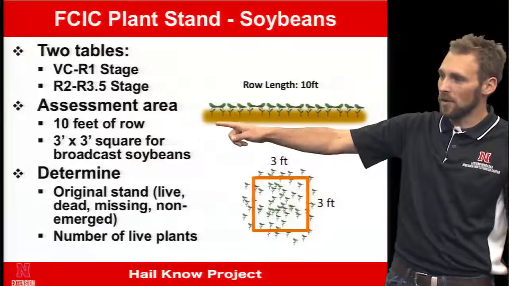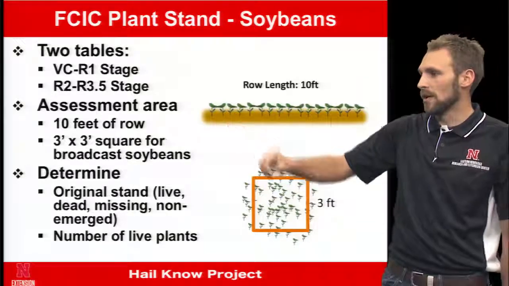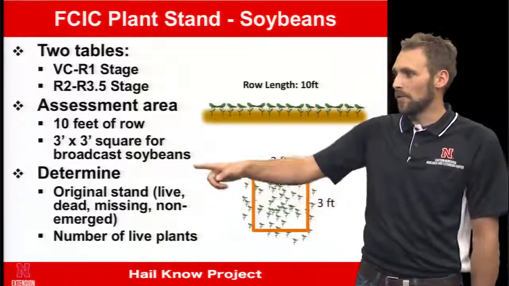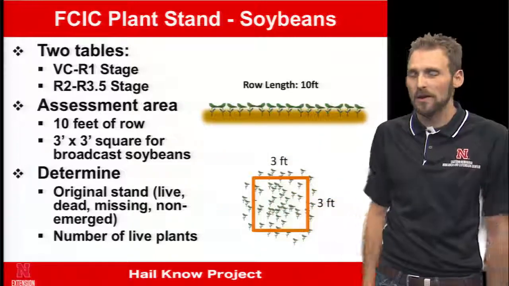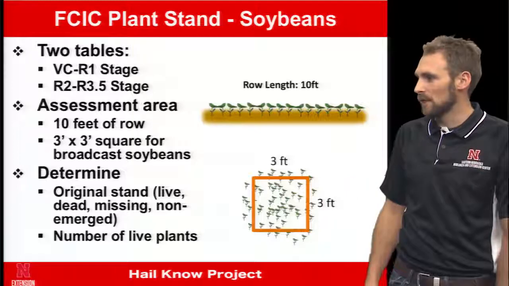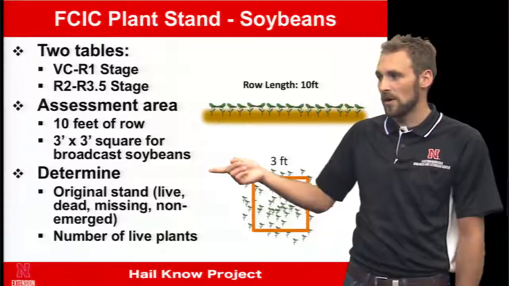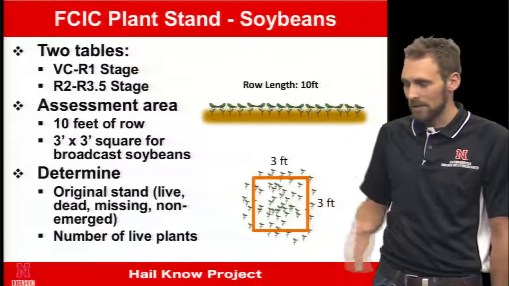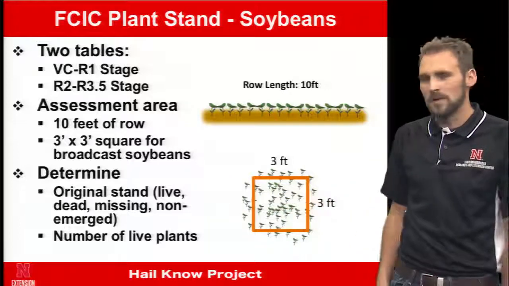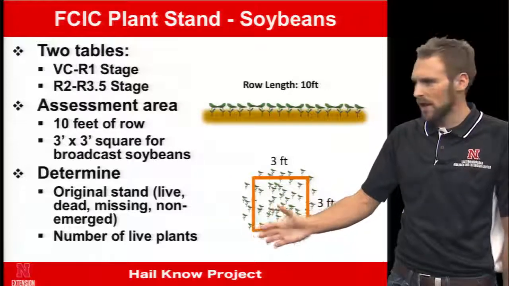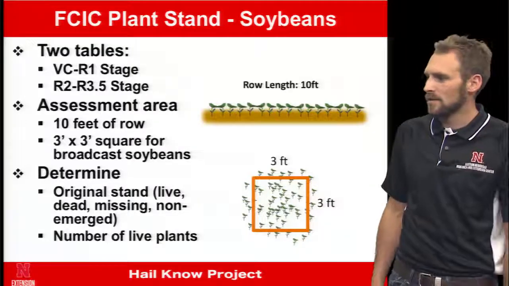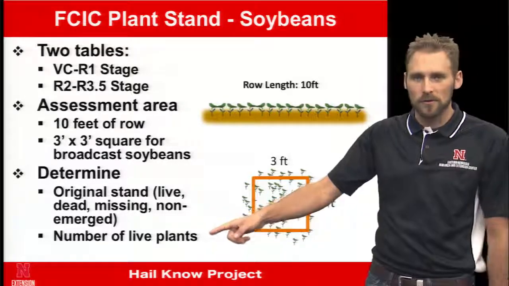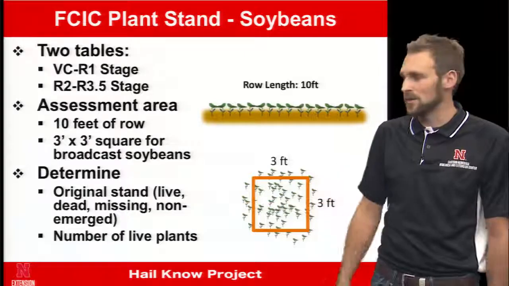Assessment area, 10 feet of row. So this is a lot smaller of an area to do. And if you've got broadcasted soybeans, you can take out a 3.5 by 3.5 foot square, drop it out there. But in either case, you're determining the original stand. This includes all live, dead, and non-emerged plants. So count everything in that row. If you've got a plant population you already checked, or you're pretty good idea of what's out there, you could use that number to estimate. And then again, count the number of live plants, waiting that 7 to 10 days so you're sure that they're alive.